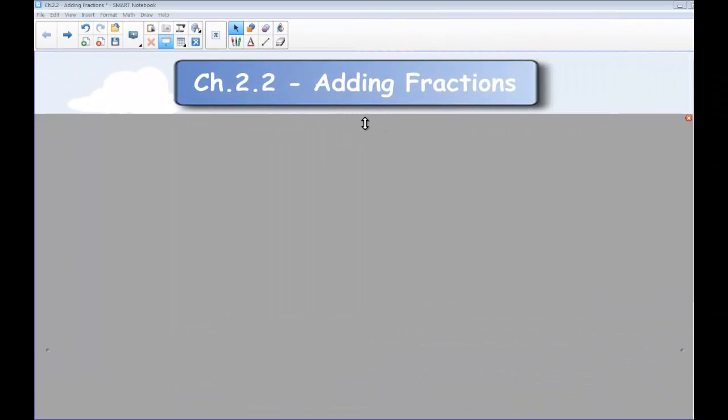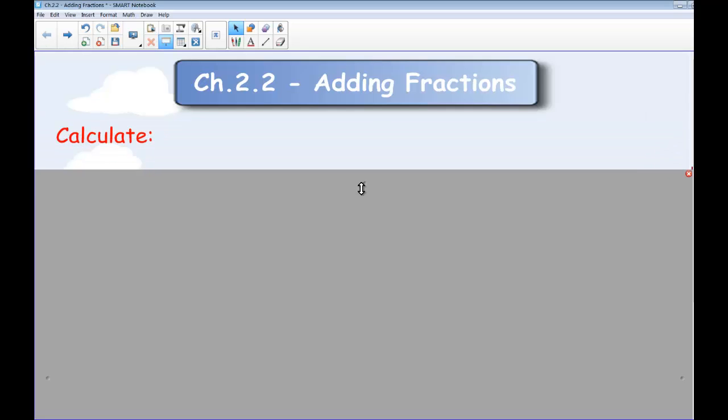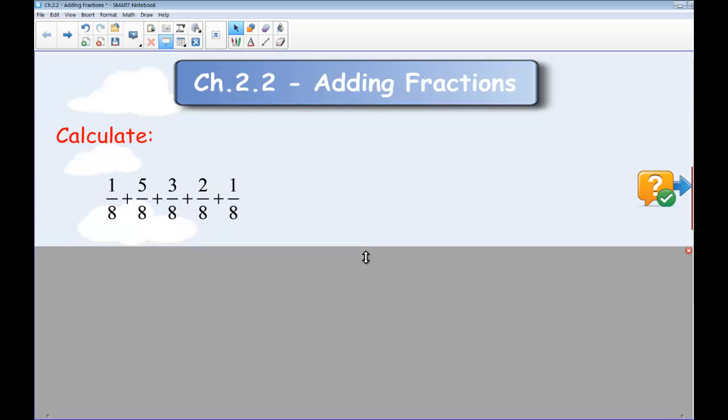Welcome to Chapter 2.2, Adding Fractions. Now many of you may recall how to add fractions from your previous math courses, so I'm going to start off with a basic addition question here. So here what we have is 1/8 plus 5/8 plus 3/8 plus 2/8 plus 1/8. So based on your previous knowledge, add these fractions together.